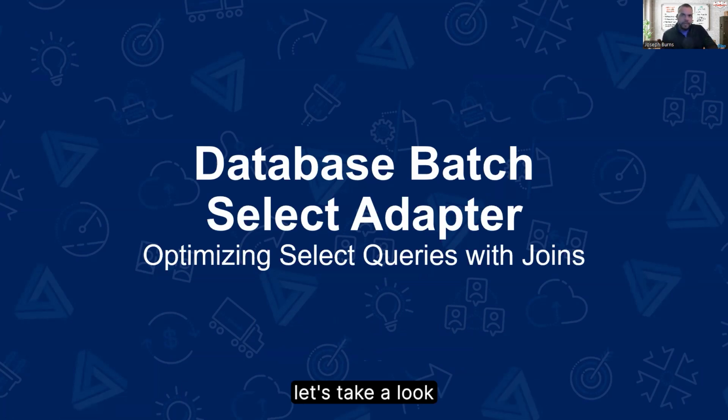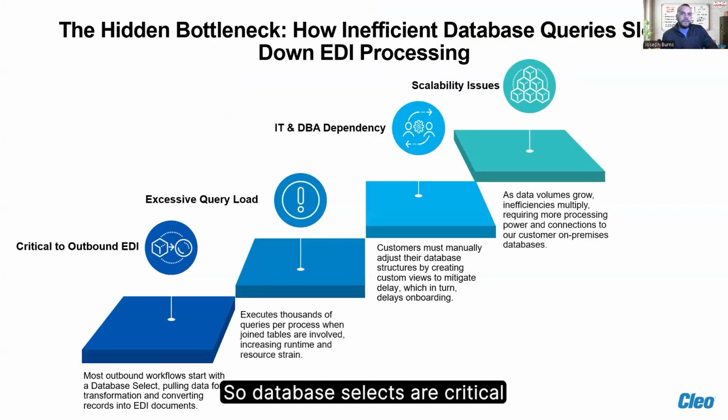Particularly, let's take a look at the hidden bottlenecks. So, database selects are critical to outbound EDI. Most outbound workflows start with a database select to pull data before transforming it into EDI documents. If this step is slow, then everything downstream from that select interaction also slows down, including transformation and document delivery.